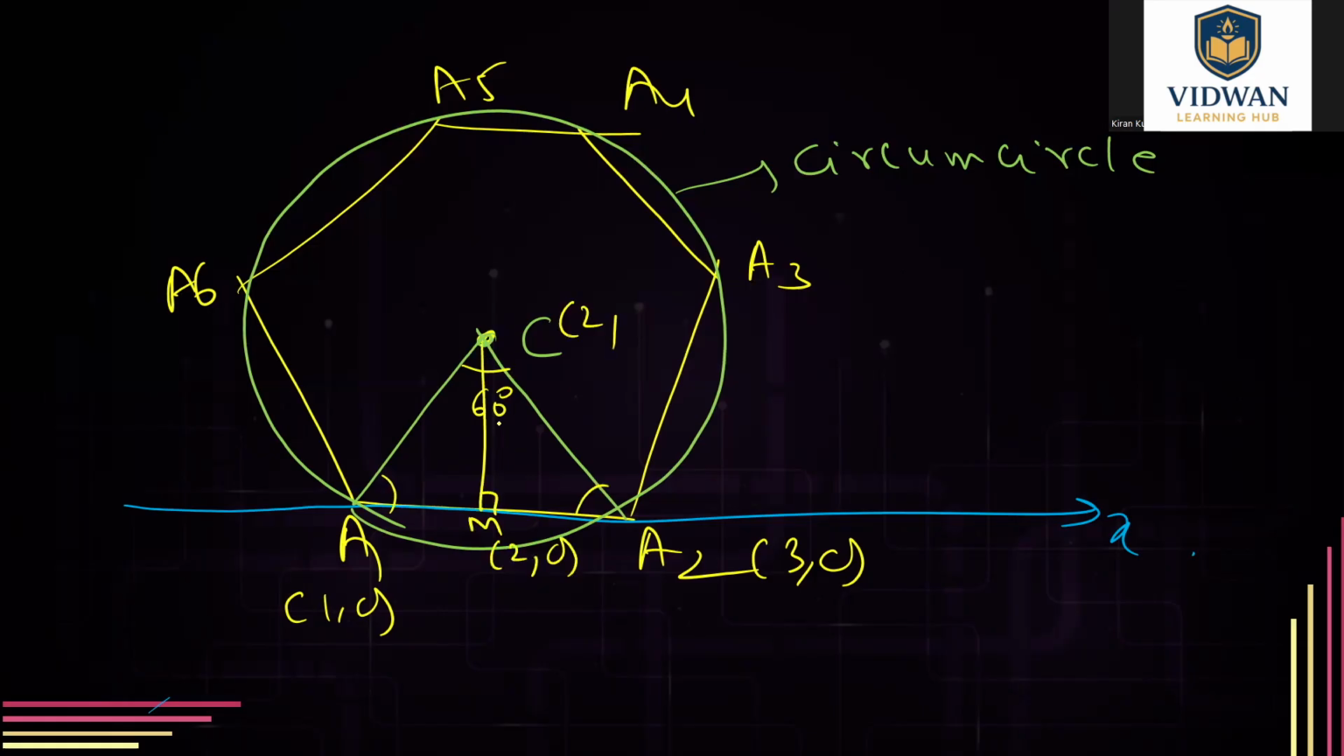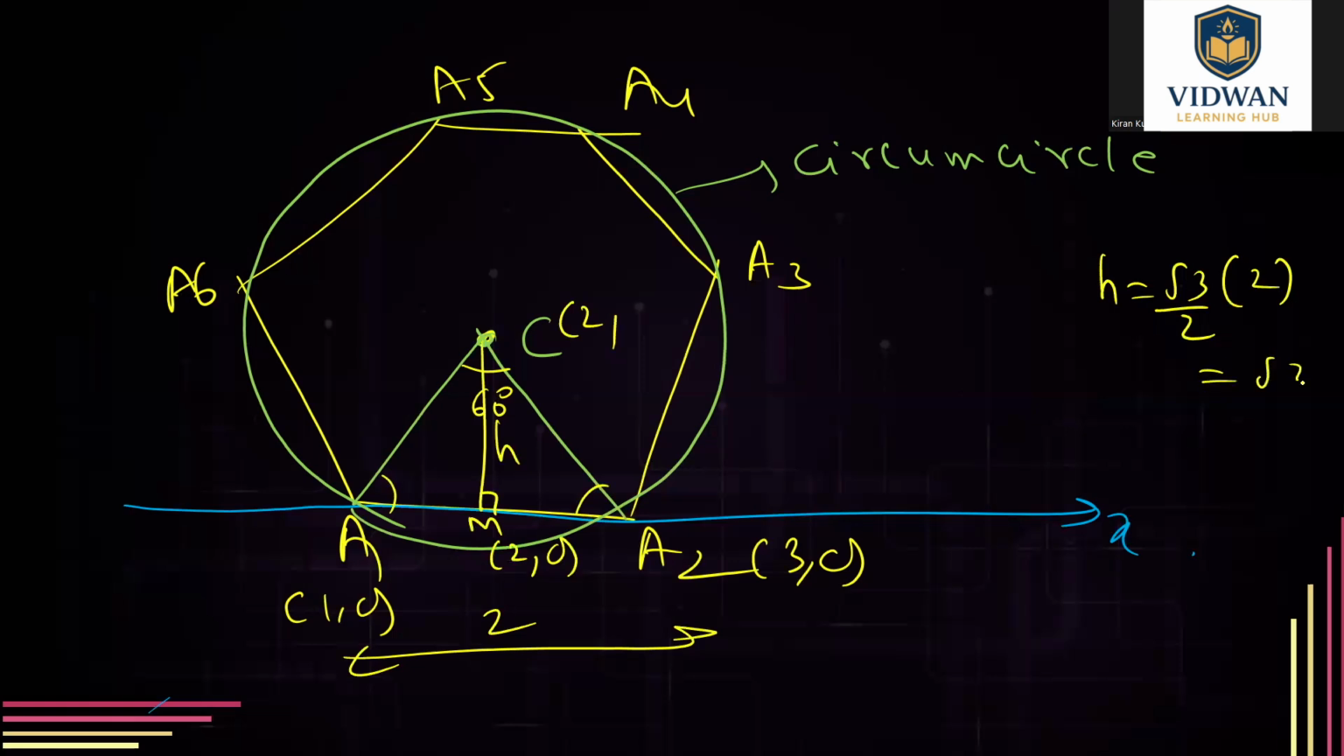So you can write the altitude h as √3/2 into the side. And what is the side? 1, 0 and 3, 0. The distance between these two is the side, which is 2 units. So that means the height is √3. So therefore, the distance from x-axis is y coordinate. So this is 2, √3.